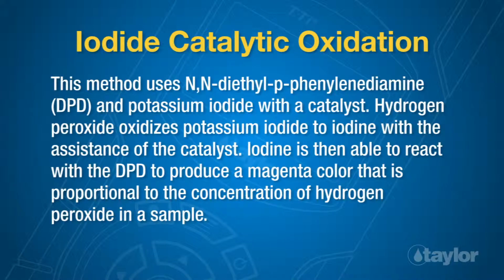This method uses N,N-diethyl-p-phenylenediamine, DPD, and potassium iodide with a catalyst. Hydrogen peroxide oxidizes potassium iodide to iodine with the assistance of the catalyst. Iodine is then able to react with the DPD to produce a magenta color that is proportional to the concentration of hydrogen peroxide in a sample.